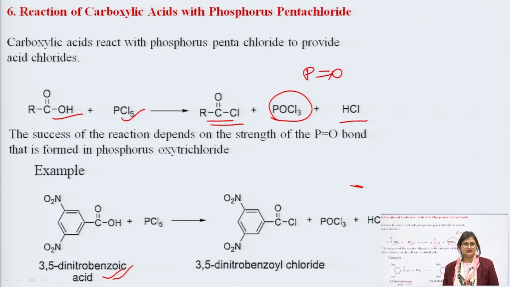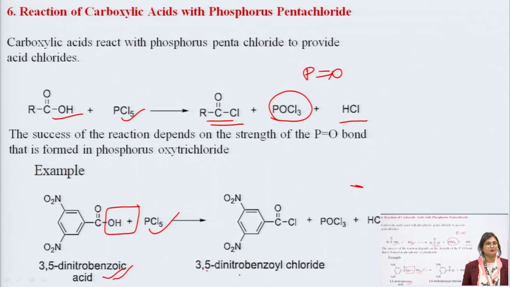3,5-dinitrobenzoic acid is our substrate or starting material. This is the form of carboxylic acid we are taking, 3,5-dinitrobenzoic acid. Upon reaction with phosphorus pentachloride, a chlorinating or halogenating agent, the OH group is removed and acid chloride is formed. So, 3,5-dinitro benzoyl chloride is formed.